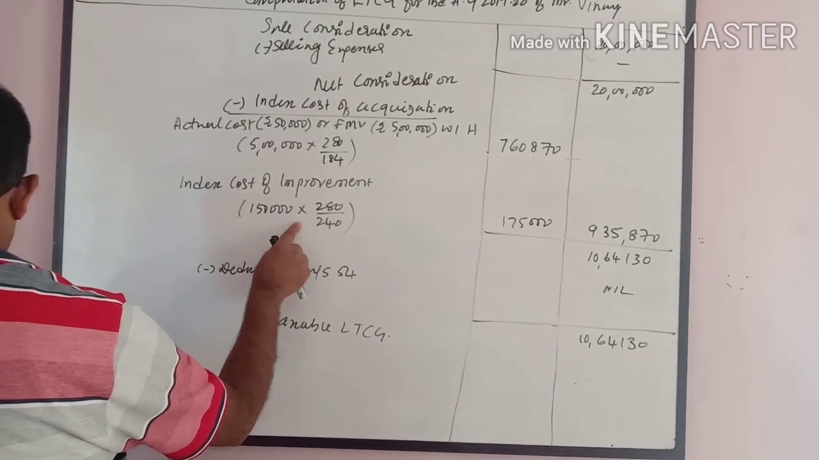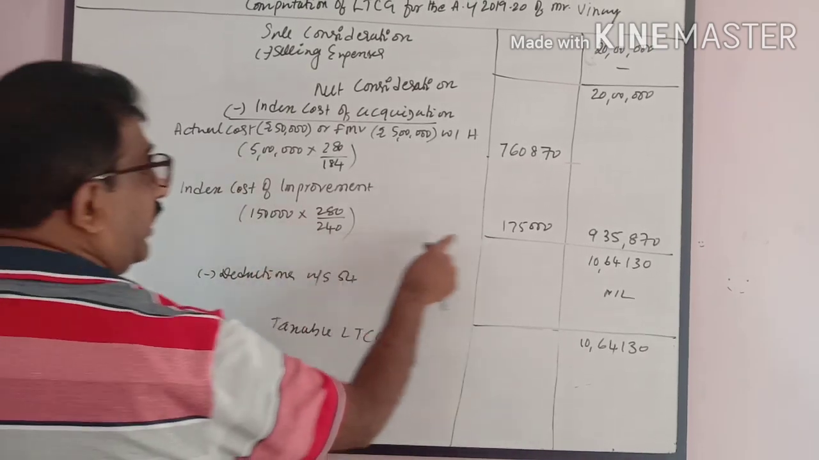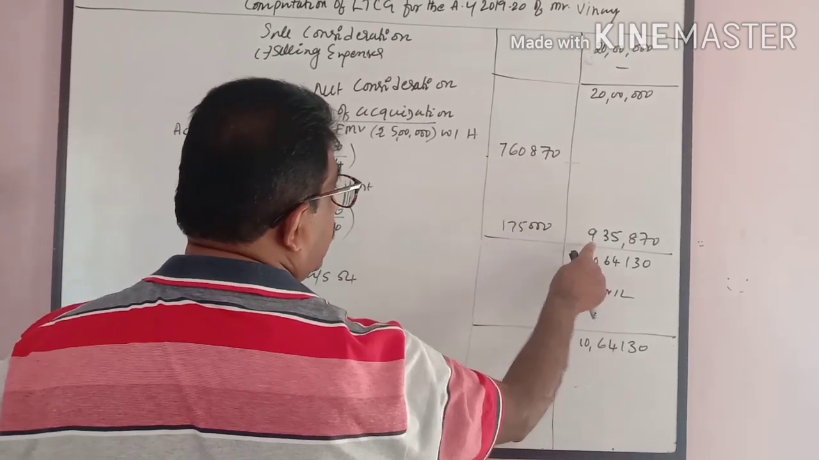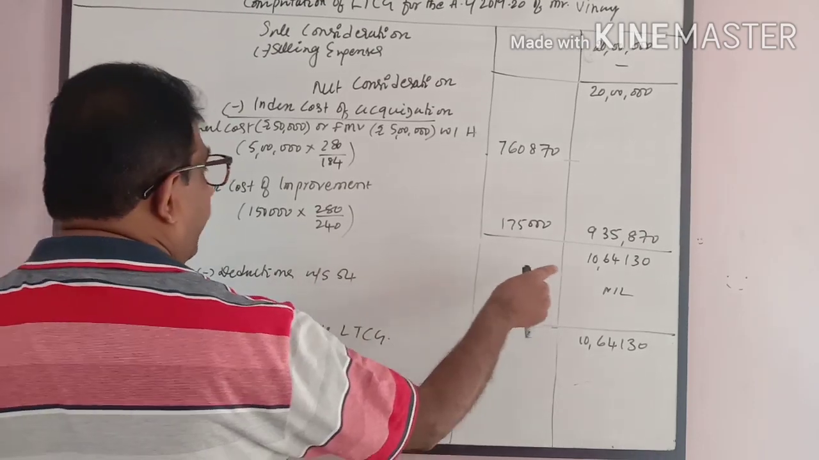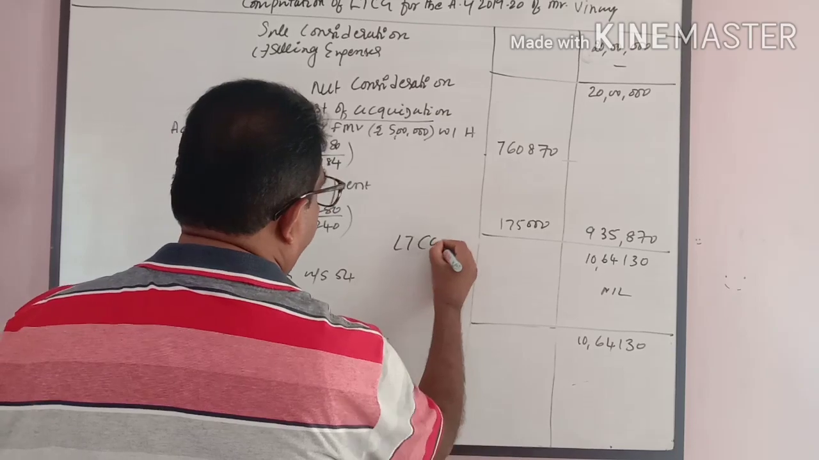So 1,50,000 into 280 by 240, 280 by 240, it comes to 1,75,000. So total amount comes to 9,35,870. If you deduct, the balance will be LTCG, long term capital gain.